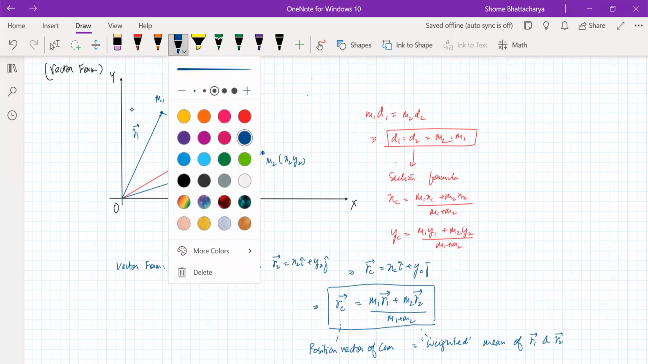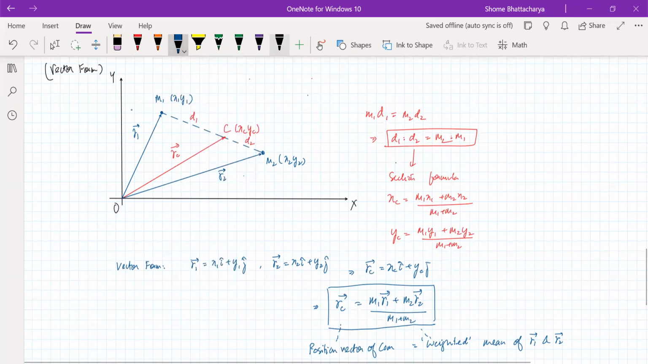Weighted mean means this only, no? Let me explain once again. Statistically, it is M1 R1 plus M2 R2 divided by M1 plus M2. So weightage is given to the masses. The heavier mass will be closer, the lighter mass will be further away.